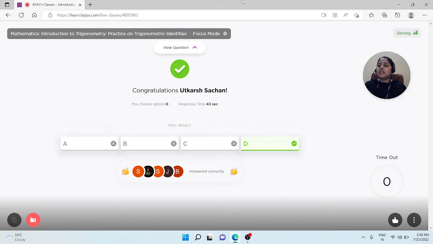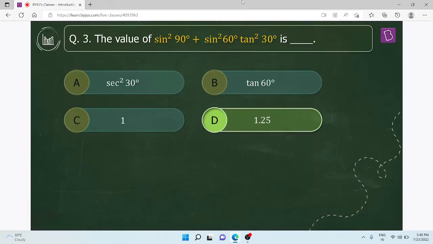And well done, Iskand, Bhumi, Jatin, Shanvi, and Utkarsh. Well done, students. Absolutely correct answer. Most of you are saying option C, 1 only. Okay, so the answer is 1.25 here.